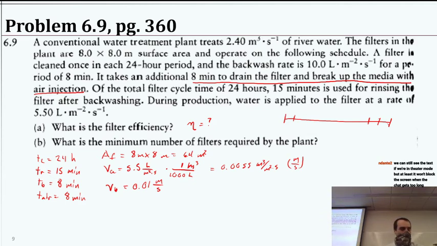Yeah, so what I did with the 0.01, actually, let's see, did I do that right? Yeah, okay. That's coming from the 10. The question was, I just want to make sure it's VB. Yeah, that's VB here. I just converted it straight to meters instead of liters.